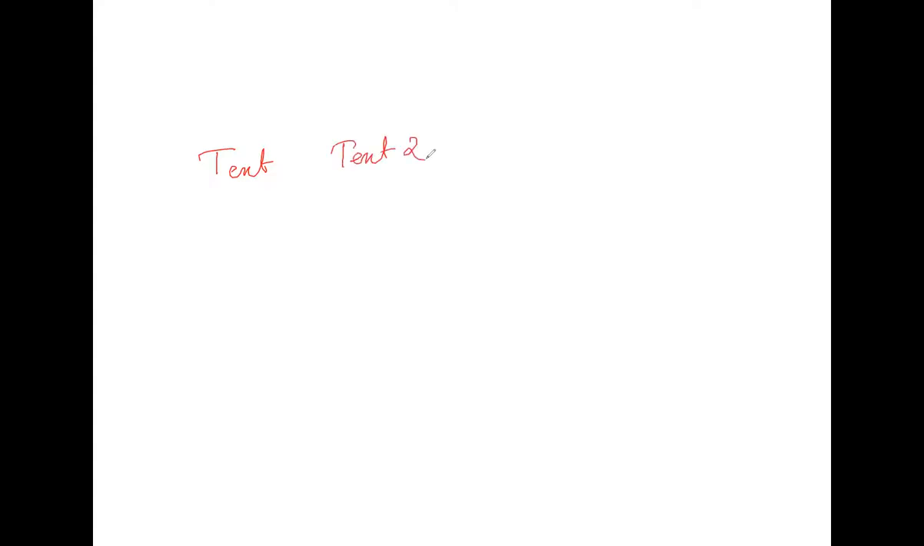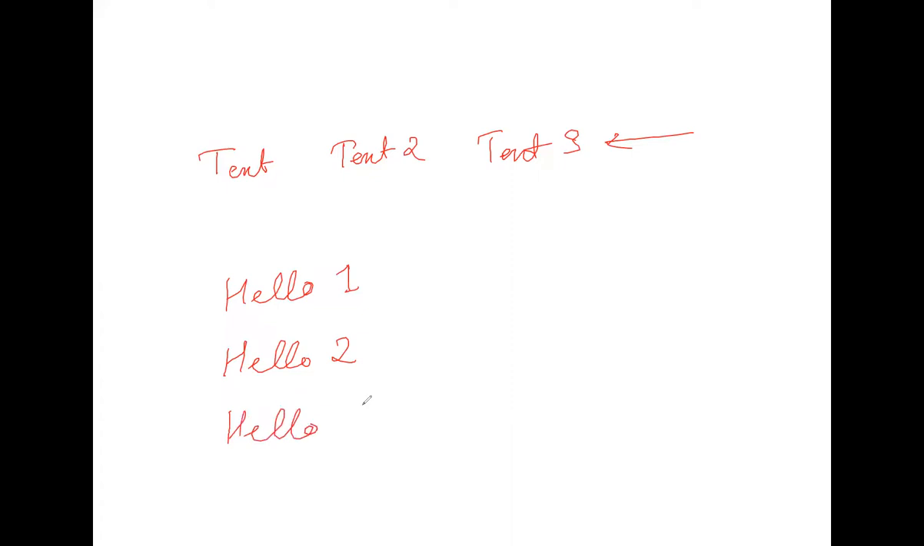Text 2. This is text 3. So this will be called horizontal arrangement, right? And if I arrange like this, hello 1, hello 2, hello 3, this will be vertical arrangement, right?